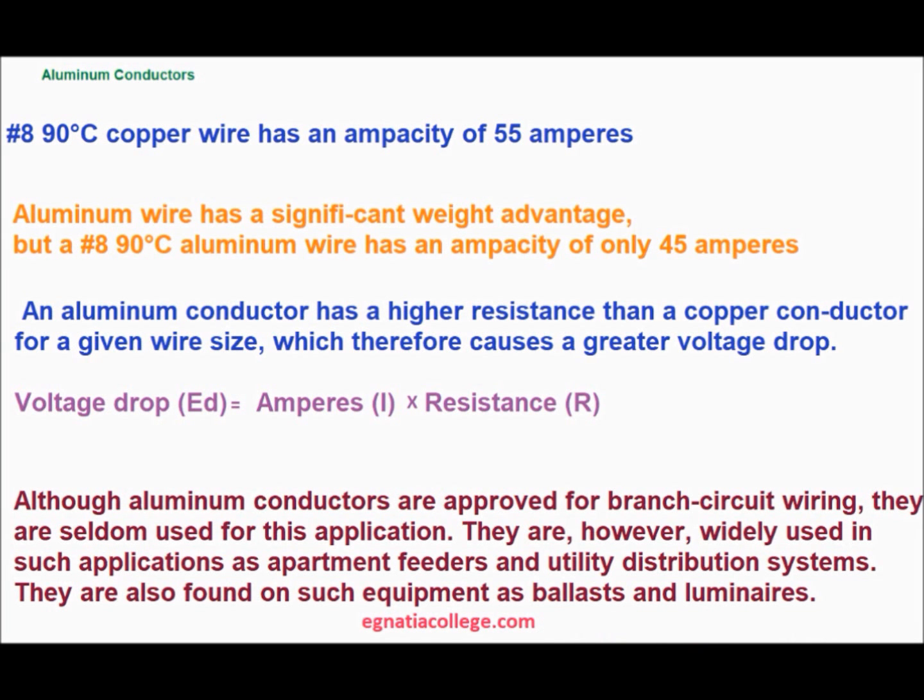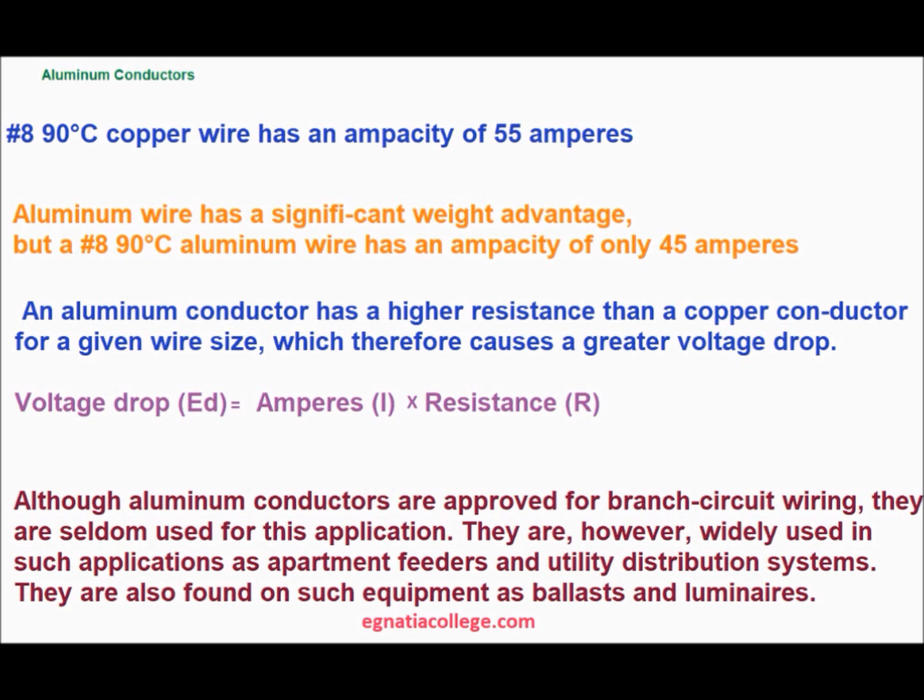Aluminum conductors. The conductivity of aluminum wire is not as great as that of copper wire for a given size. For example, a number 8 90 degrees Celsius copper wire has an ampacity of 55 amperes. Aluminum wire has a significant weight advantage, but a number 8 90 degrees Celsius aluminum wire has an ampacity of only 45 amperes. It is important to consider resistance when selecting a conductor for a long run.